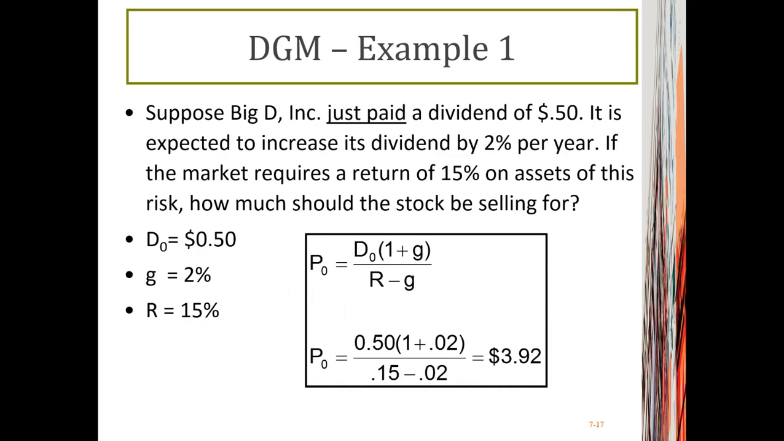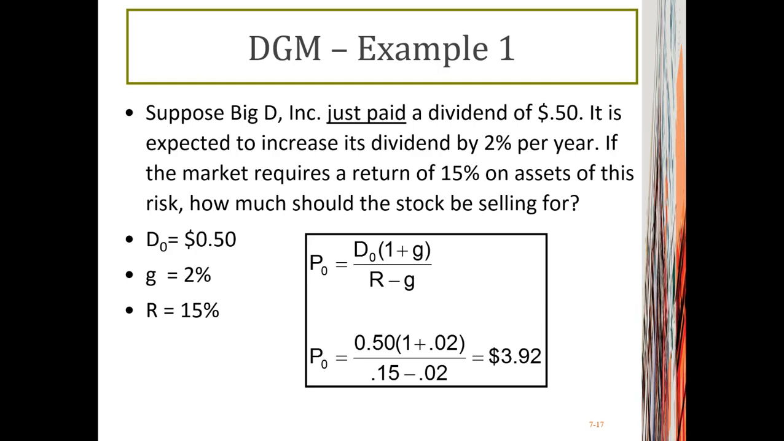You would say, hey, let's try out this equation to see if we can fix a typical stock valuation problem. Let's suppose Big D Inc. just paid a dividend of 50 cents, and this company is expected to increase its dividend by 2% every year. This 2% growth will continue, and this is the constant growth rate. If the market requires a return of 15%, this 15% is the discount rate. How much should the stock be selling for at this moment?